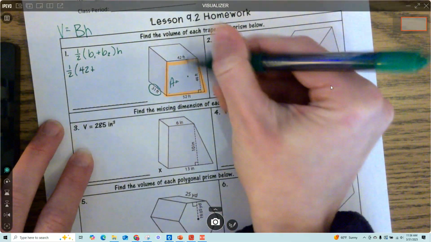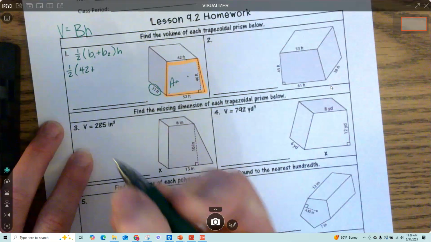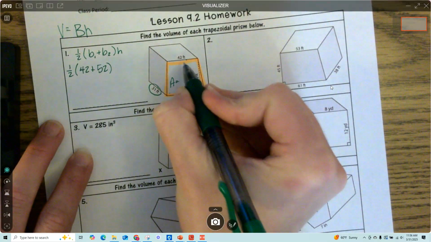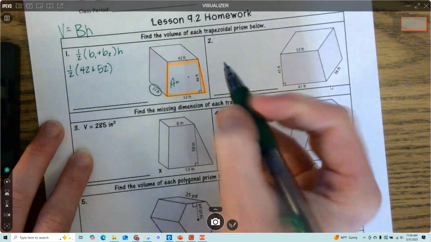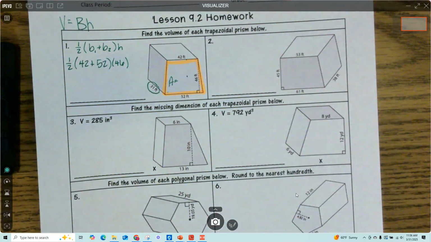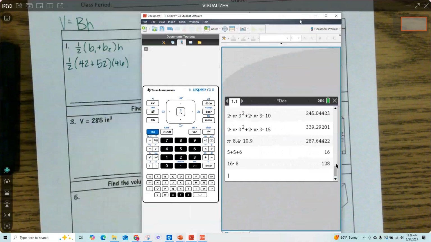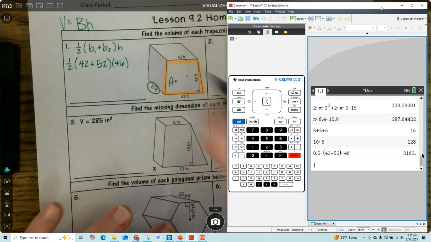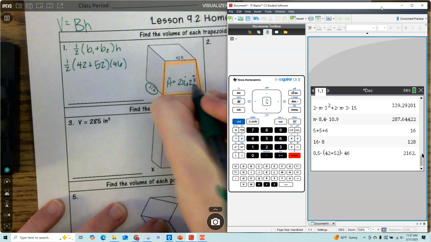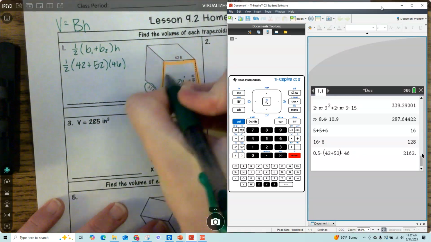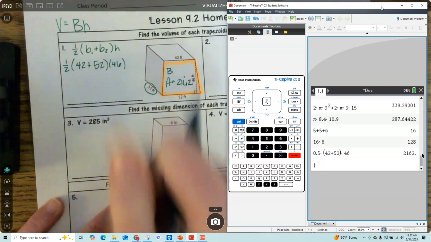Again, make sure that you get the bases, the parallel sides of the trapezoid in the right spot. It doesn't matter which one is base 1 and base 2. That doesn't make a difference. And then the height here is 46. Okay. Oops, scoot this over to the other side. So we've got 42 plus 52 times 46. So the area of this base is 2162. We could also use a big B for that, like it is in the formula.